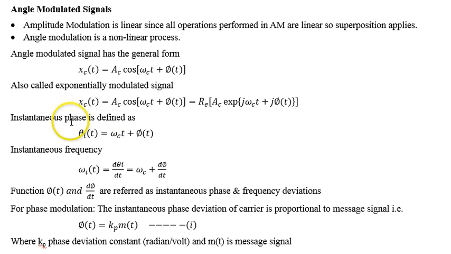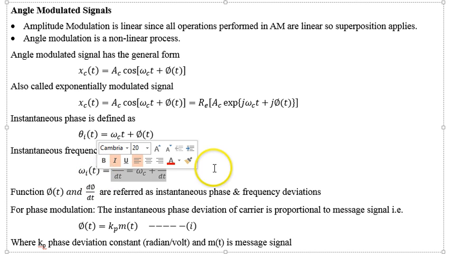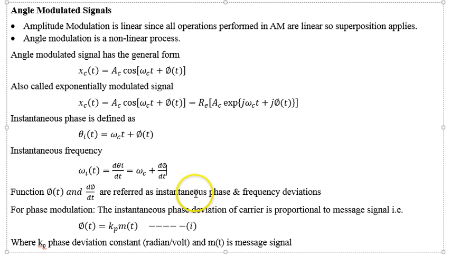Now from this we can define the instantaneous phase, theta_i(t), as omega_c t plus phi(t). And the instantaneous frequency: you take a differential of this on either side. This omega_i would be d theta_i over dt, which is omega_c plus d phi over dt. The function phi(t) and d phi by dt are referred to as instantaneous phase and frequency deviations.